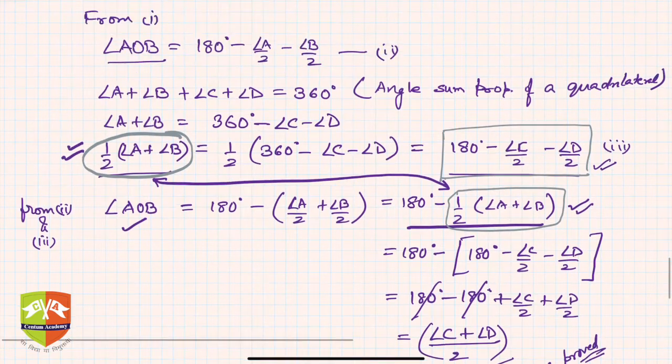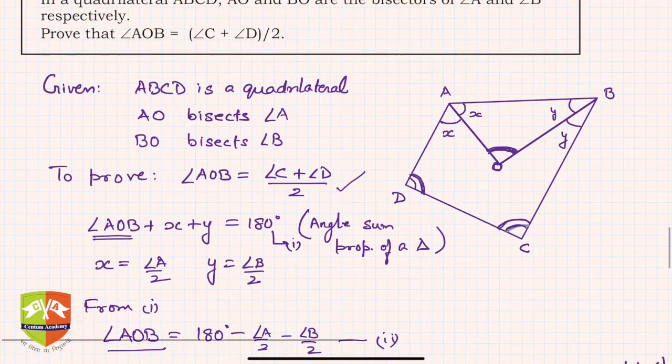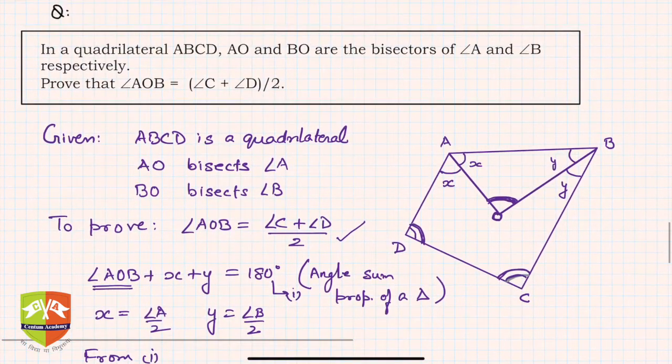Okay, so what did we learn? We learned that this question was totally around the angle sum property of a triangle and a quadrilateral. So hence you start with one point and then try to relate that particular starting point to the final desired result. And we used in between the two concepts, that is the angle sum property of a triangle and the angle sum property of a quadrilateral. I hope you understood the solution part.